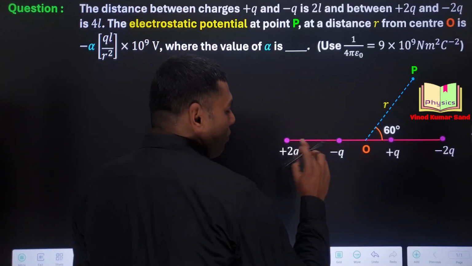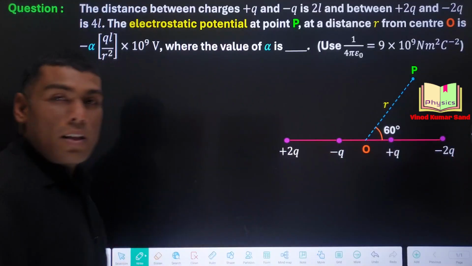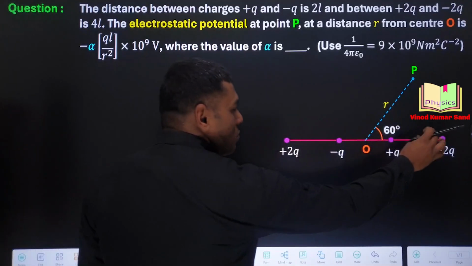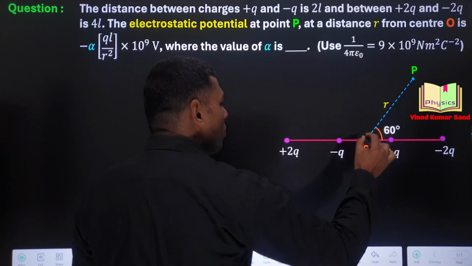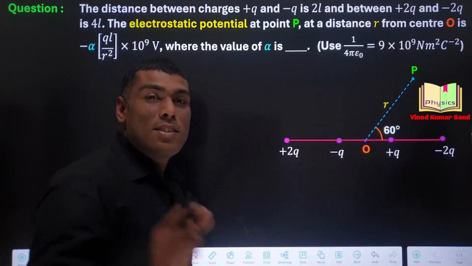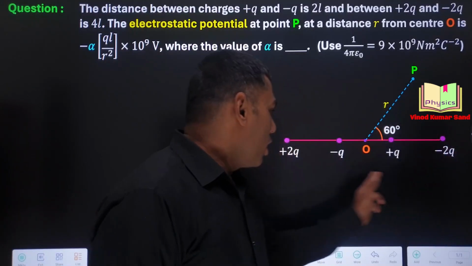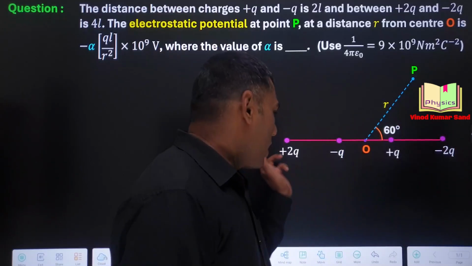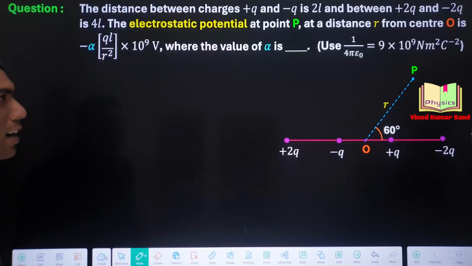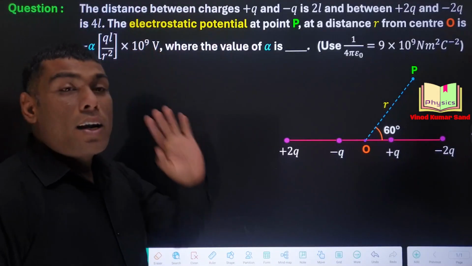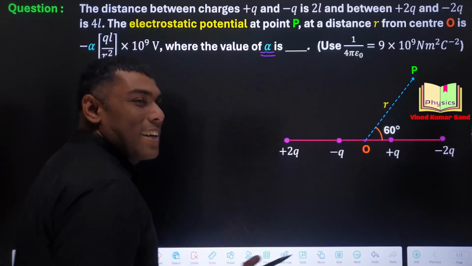Here are 4 point charges given: minus q, plus q, and then minus 2q and plus 2q. These are point charges which are fixed. Here is the point O, and from point O at a distance r lies the point P. At point P, the electric potential due to this entire charge configuration is minus alpha QL upon R square into 10 to power 9 volt. And we have to figure out the value of this alpha.